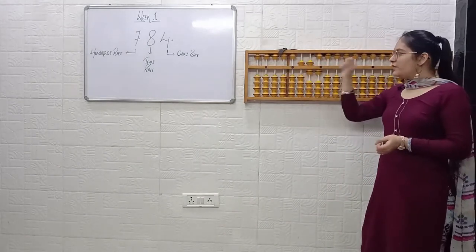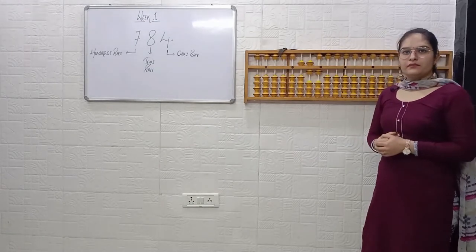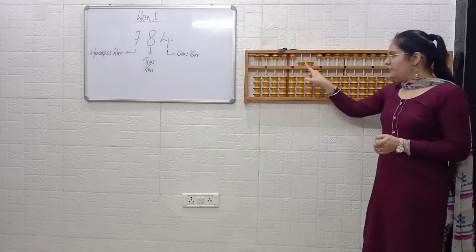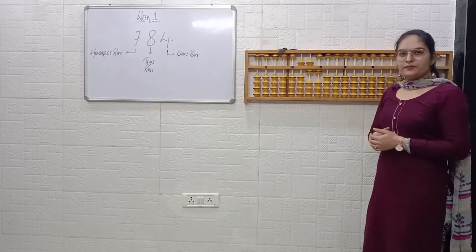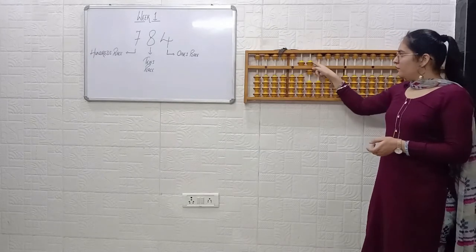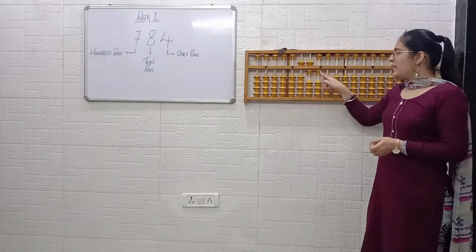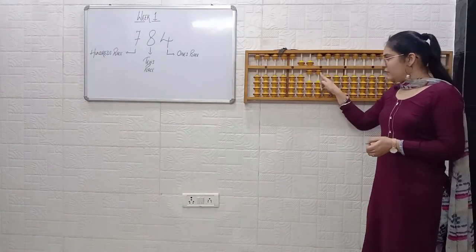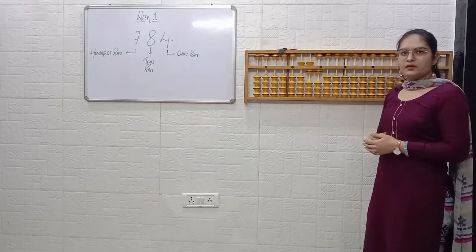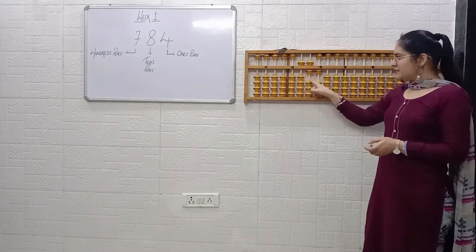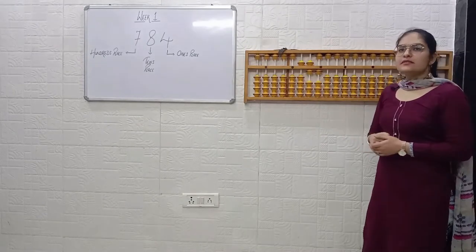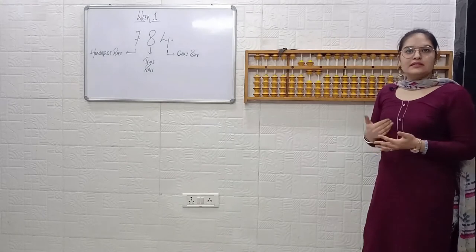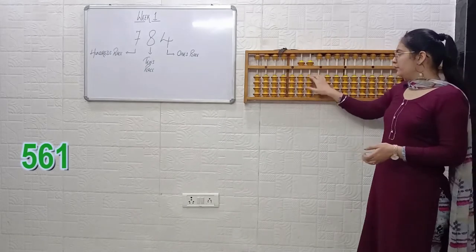So at hundreds place, it is 5. At tens place, 5, 6. At ones place, 1. So answer is 5, 6, 1. That is 561.